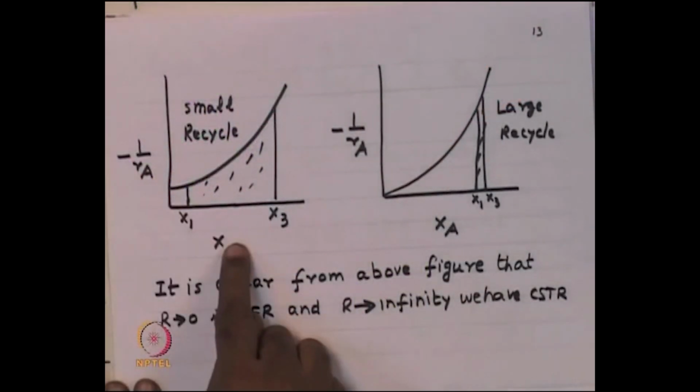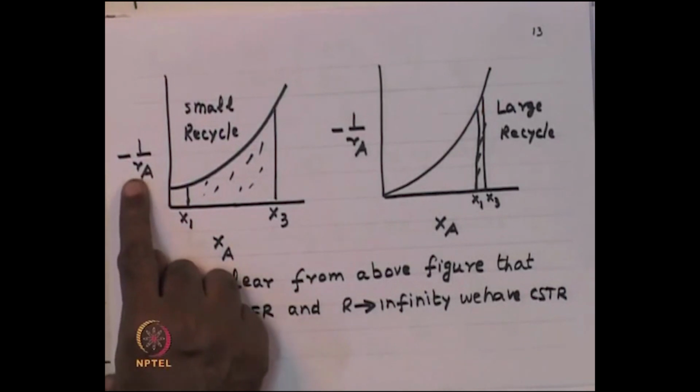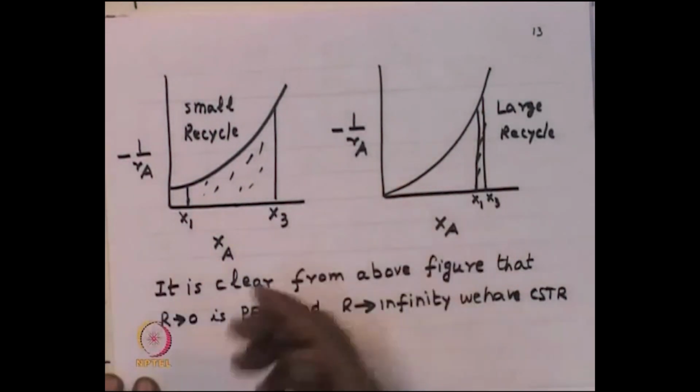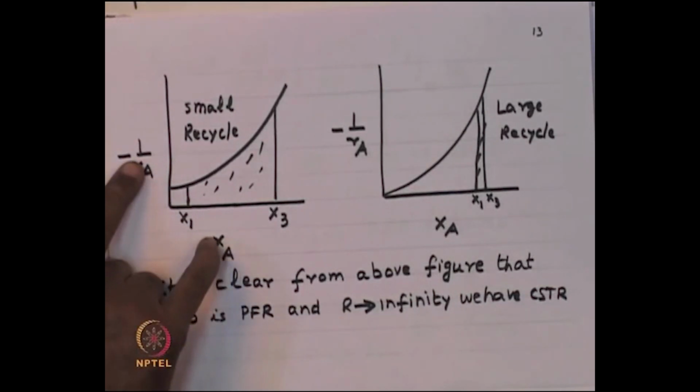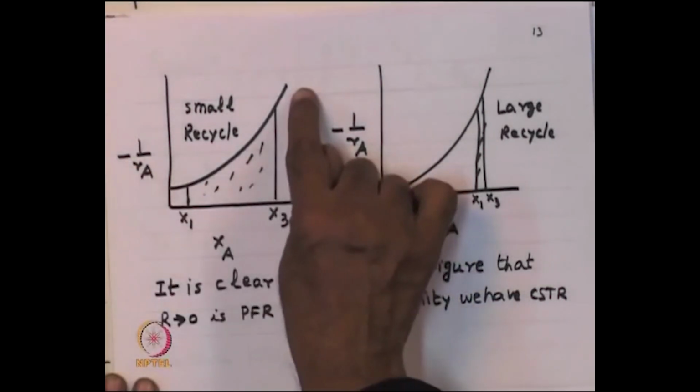So, when you make a plot of 1/R_A versus x, what does it mean? It is the property of a reaction. See, 1/R_A comes from our experiment. So, this data comes from our experiment. So, this curve comes from our experiment.